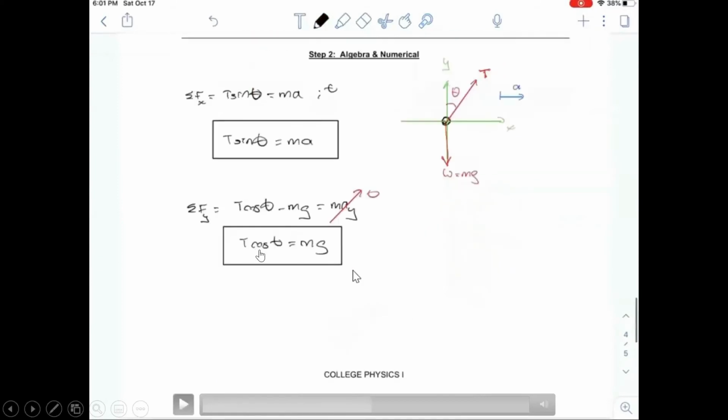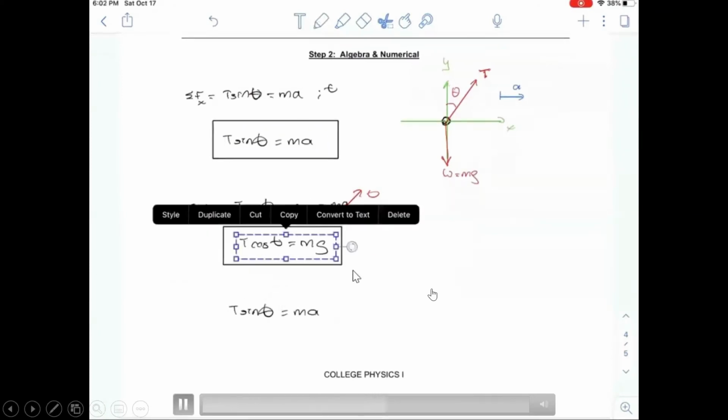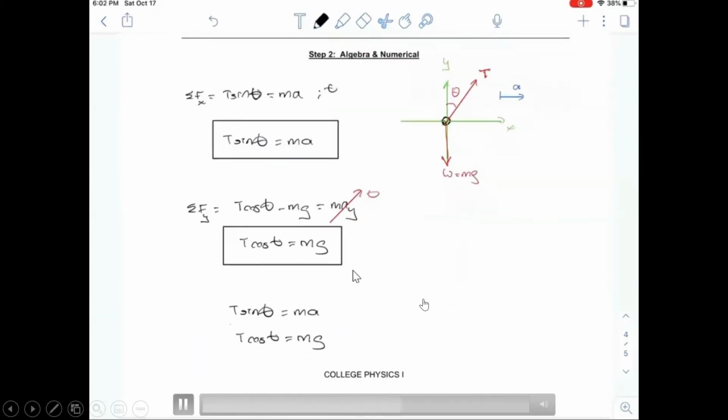So we got 2 equations. We got 3 unknowns: we don't know T, we don't know m, we don't know theta. Then we were able to generate 2 equations. So here's what I'm going to do. I'm going to get rid of T. I'm going to take this equation divided by that one. So I'm dividing both sides.